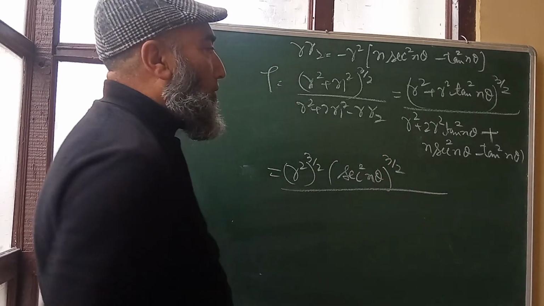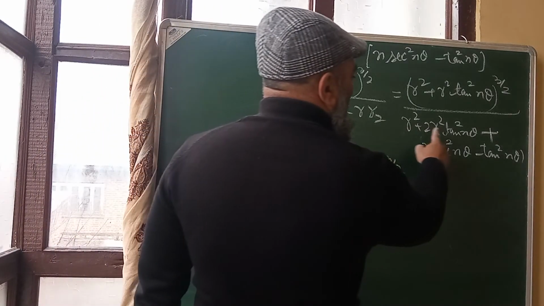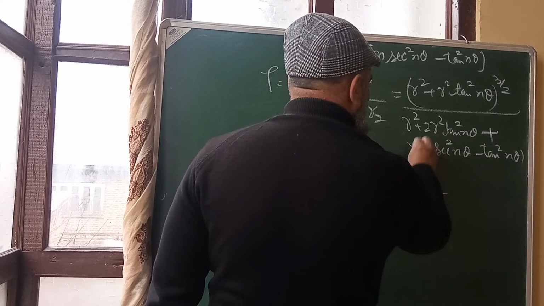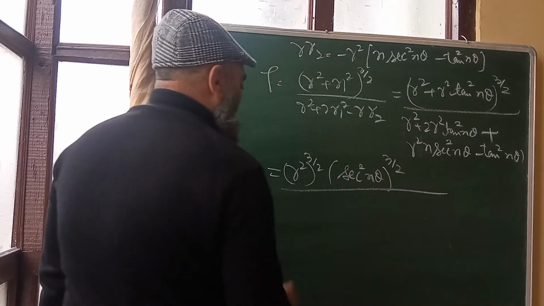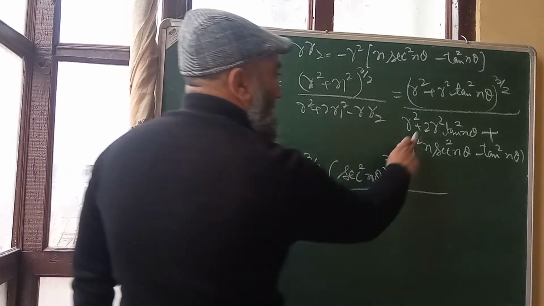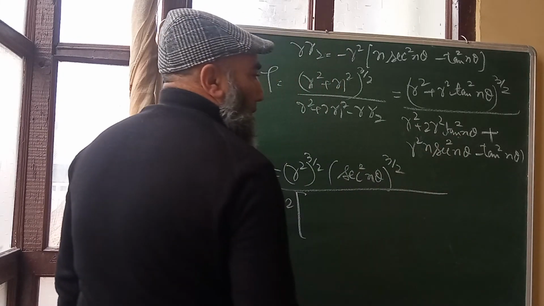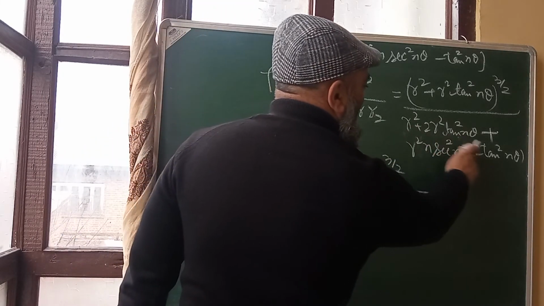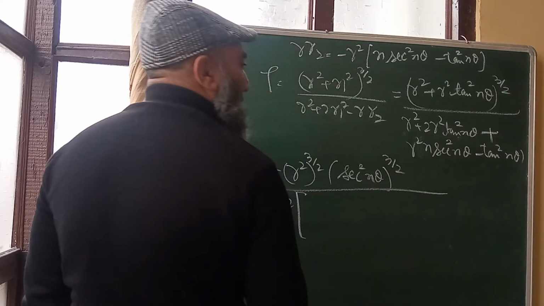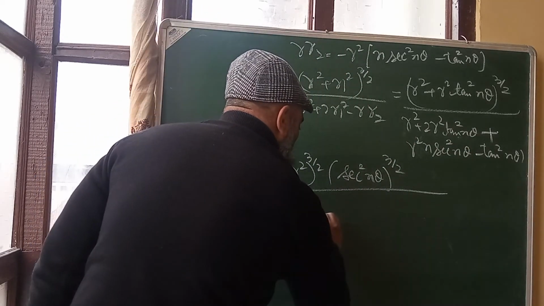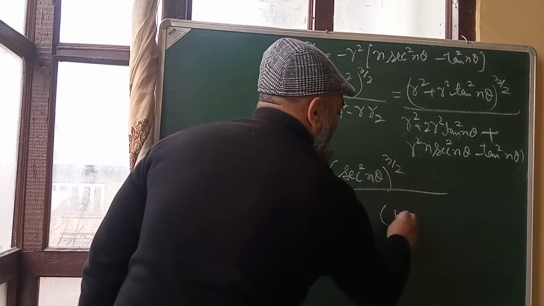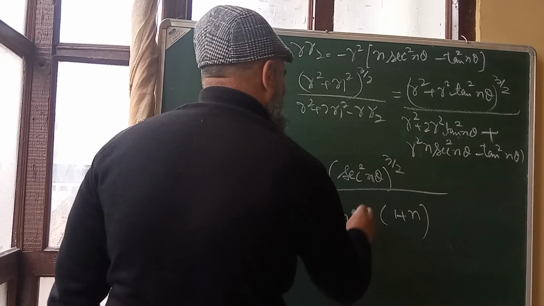This is quite easy now. You have r square everywhere, so r square outside. 1 plus tan square minus tan square. What is that? 1 plus tan square, so it is sec square n theta into 1 plus n. Simply this one, nothing else.